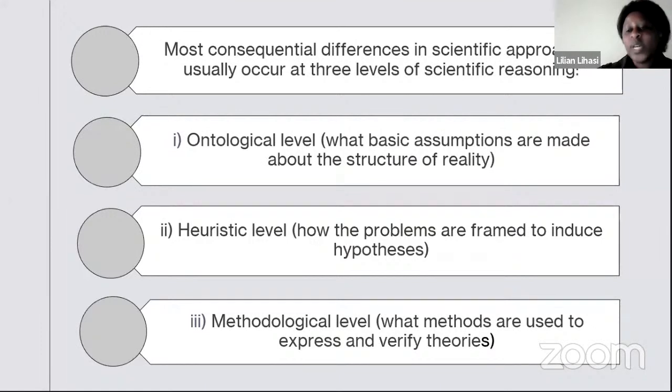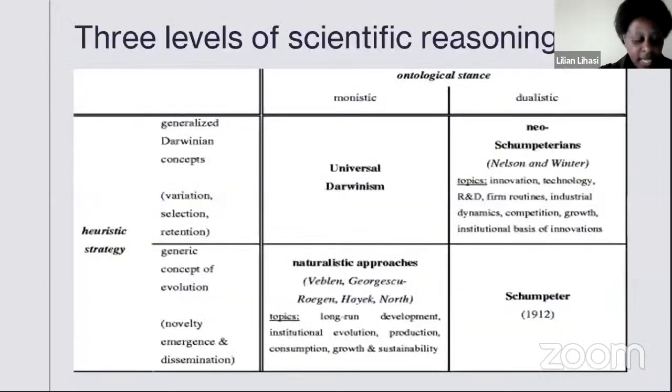We'll also be looking at what problems are being framed to induce the hypothesis, and what methods are used to express the various theories. Therefore, to better understand evolutionary economics, it is key that we distinguish between these three levels, which often come in as implicit assumptions. We have talked about the heuristic strategy. We are looking at the ontological stance, and under this, we are looking at the dualistic, and we also have the monistic.